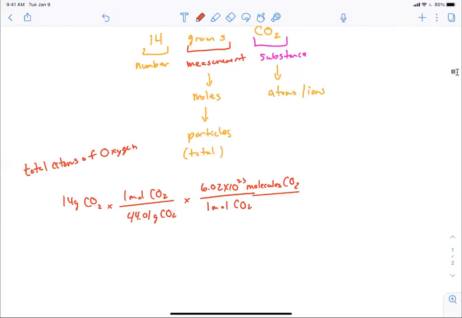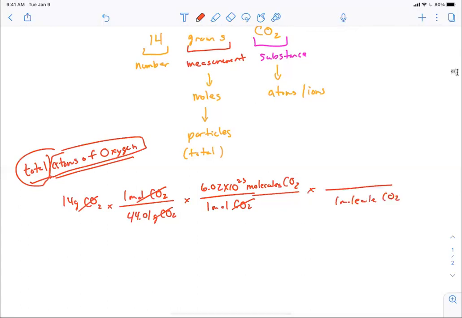And so at this point, you are at molecules of CO2, but the question is total atoms of oxygen. Well, you have the total part. We don't have the atoms of oxygen part. And so what we have to say is that one molecule of CO2 has 2 atoms of oxygen. And that one conversion is the difference between getting the question right or wrong in this idea.